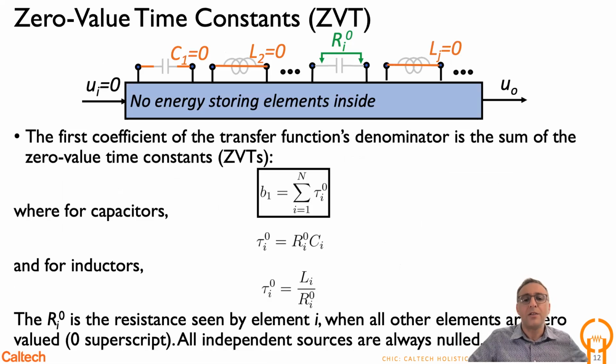And this is a well-known thing. You may have seen it, but I'm just going to review it in the context, and then we'll go, because we were going to go beyond this, and just want to make sure that we have solid foundations in this. Basically, zero value time constants is a situation where you have n reactive elements, and you're trying to determine essentially the term B1, the first term in the denominator.